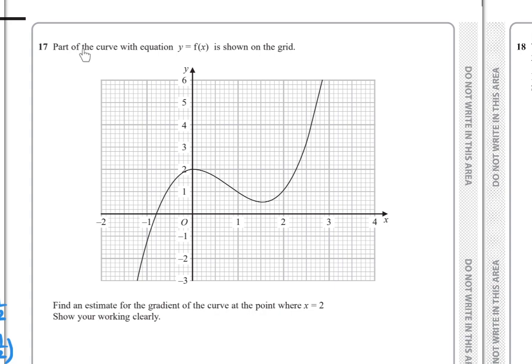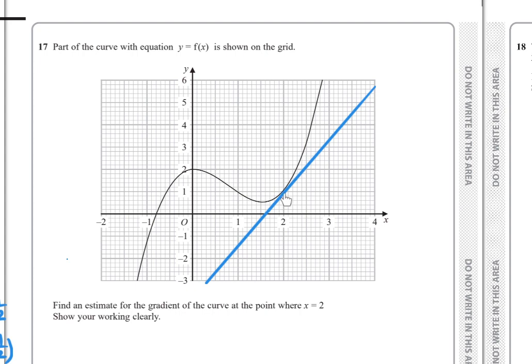17. Part of the curve with equation y equals f of x is shown on the grid. Find an estimate for the gradient of the curve at the point where x equals 2. So to find the gradient at x equals 2, find the point on the curve with x equals 2. This is the point. Then draw a tangent at this point. This is the tangent. Now, on the tangent, take 2 points. Then find y2 minus y1 over x2 minus x1.